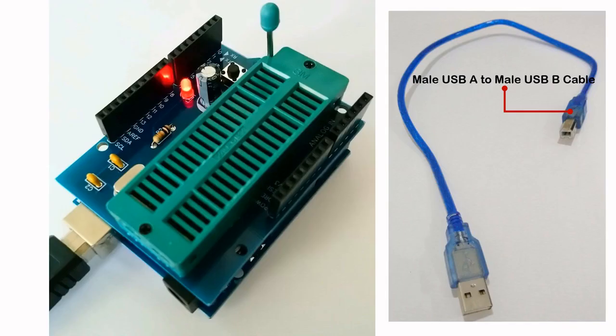Okay, having finished building the shield, I proceeded to test the complete product. And to do that, I have to use a male USB A to male USB B cable and connect the programming shield to my desktop, and I had no complaints from the desktop, and I've got the red power LED on, which is a good sign.